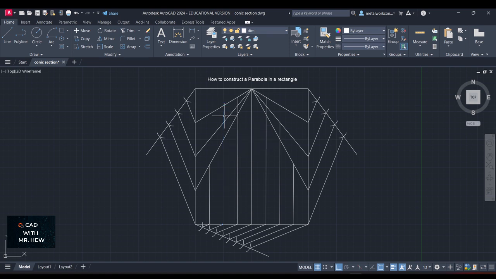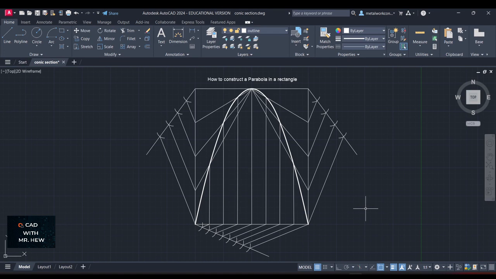Let me do over this one. So I go line there. Should be right here. All right, enter. All right, what we're gonna do now, we're gonna draw the parabola in the rectangle. Okay, here is our parabola in the rectangle.